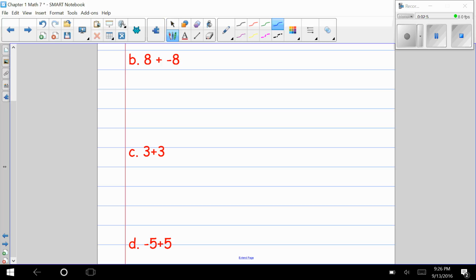8 plus -8 is equal to 0. 3 plus 3 is 6, making sure you're on your toes. And -5 plus 5 is also 0.